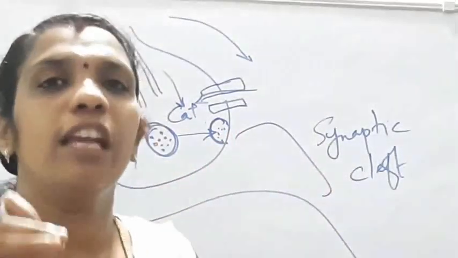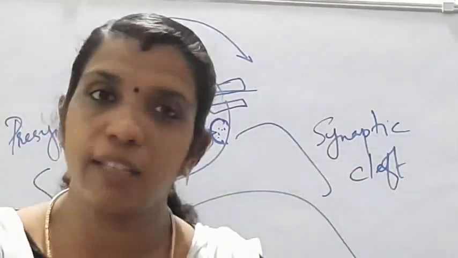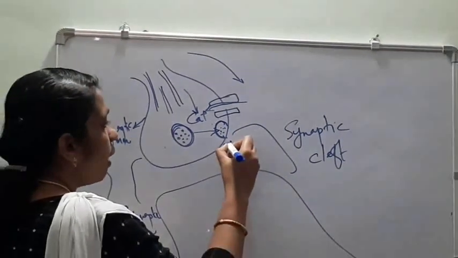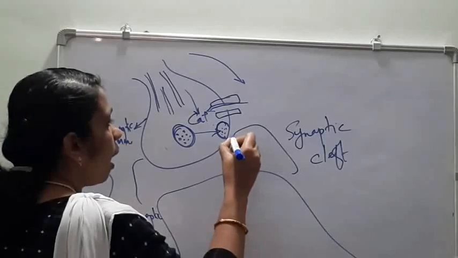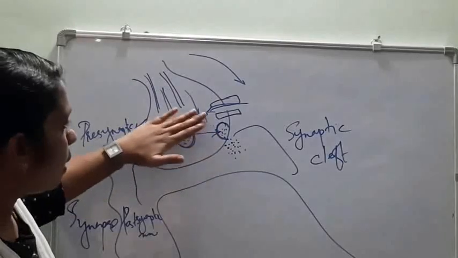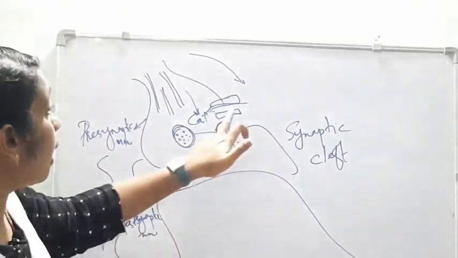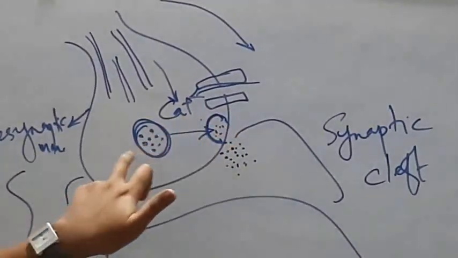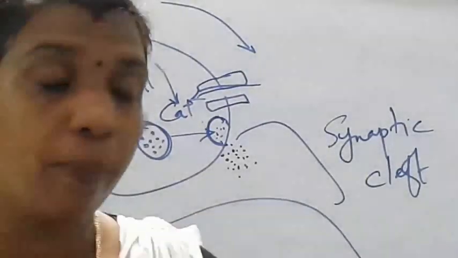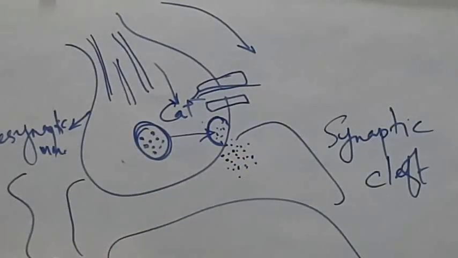So what happens when it comes in contact with the presynaptic membrane? This vesicle breaks open. And what happens to the neurotransmitters? They come outside into the synaptic cleft. So inside the presynaptic membrane, there is a synaptic vesicle. When the calcium enters inside, this synaptic vesicle comes in contact with the presynaptic membrane, breaks open, and releases the neurotransmitters into the synaptic cleft.